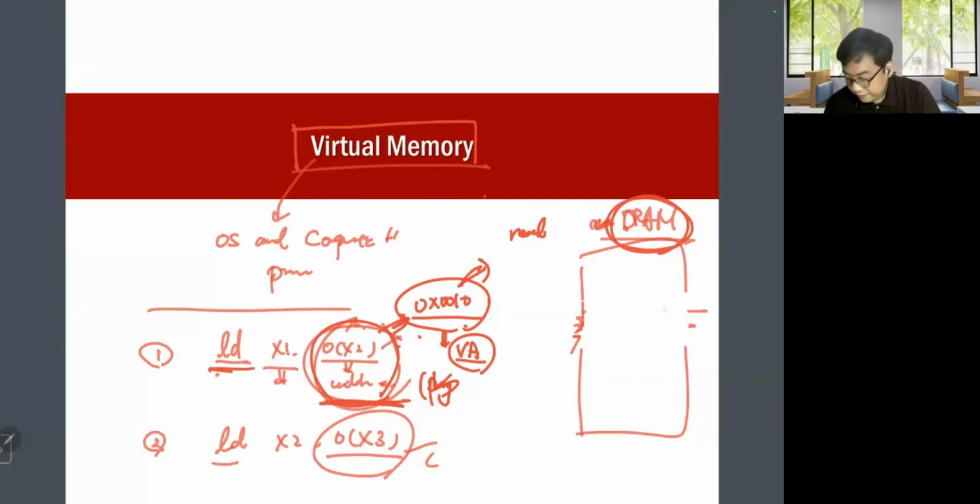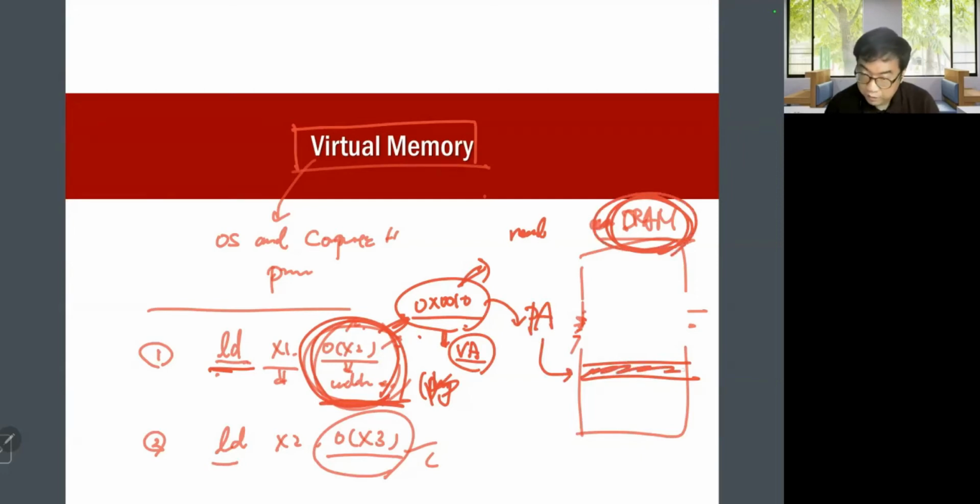Software accesses the data with the virtual address, but the computer system needs to provide the real data which exists in real physical memory. So this virtual address is translated into the physical address, and then we access the data in the DRAM, the main memory, with the physical address.